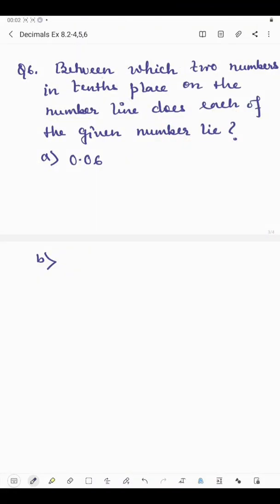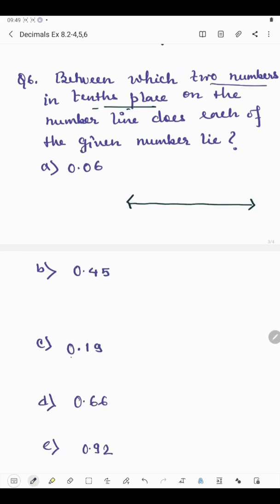Question number 6 says, between which two numbers in 10th place on the number line does each of the given numbers lie? So here we have some decimal numbers given. What we have to do is draw the number line, and then find between which two numbers these numbers lie. Okay. Now in the first part we have 0.06.